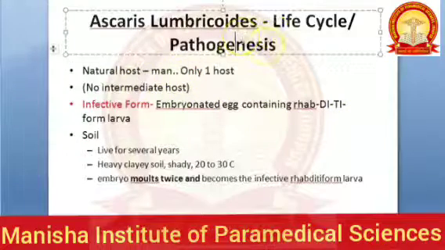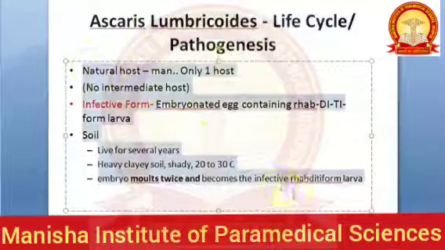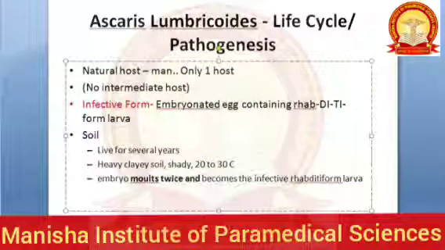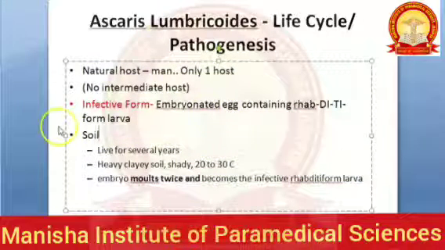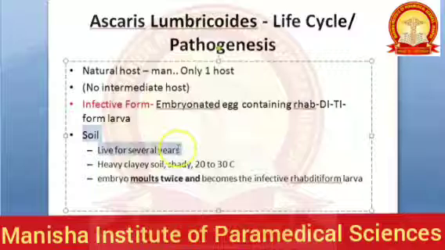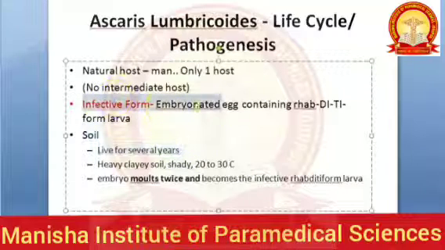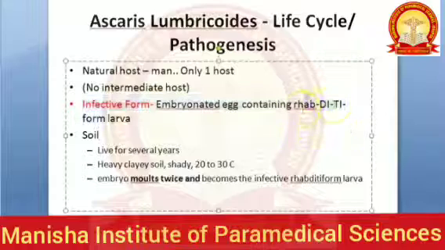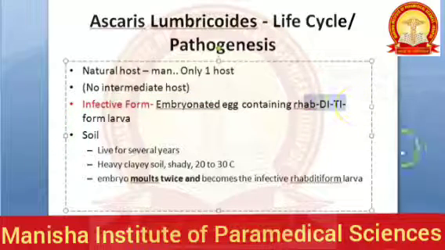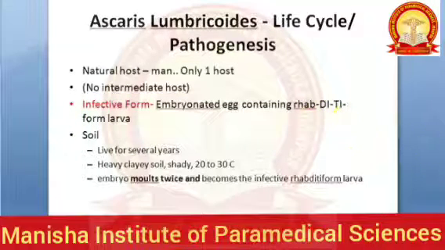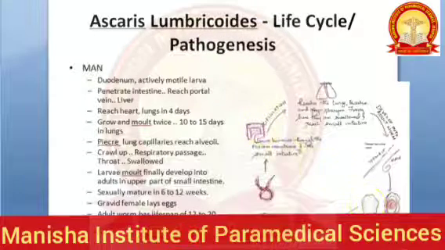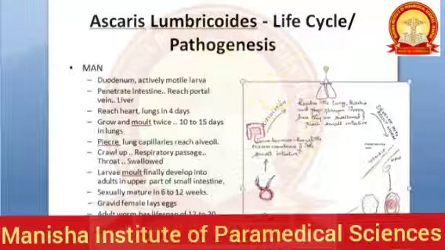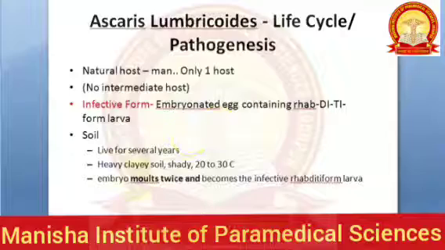Coming to the life cycle and pathogenesis, we saw that man is the natural host. There is no intermediate host. It will live in the soil, and for several years it can live in the soil. The infective form is the embryonated egg, which contains the rhabditiform larva. In the soil itself, it will molt twice.